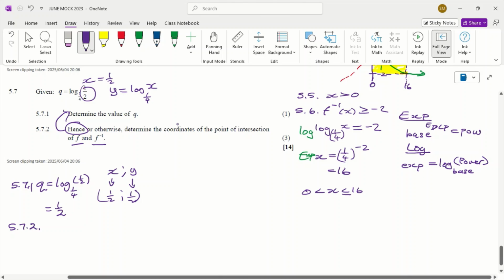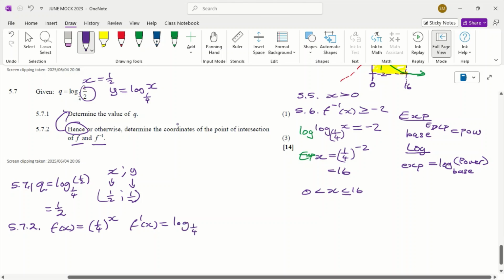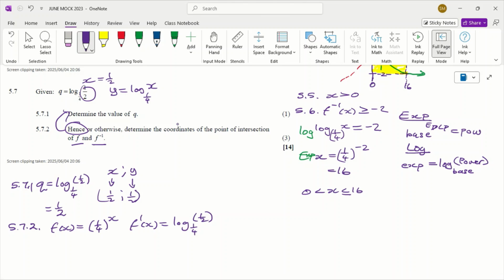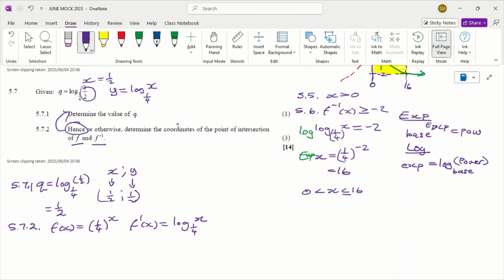Let me just rewrite this as x. Then I'll go back to the 1 over 2. We can see that if x is 2 on this function, this would be 1 over 4 to the exponent 2, which is equal to 1 over 2. So we have a point 1 over 2, 1 over 2 at f of x. Then at the inverse of f of x, we have what?